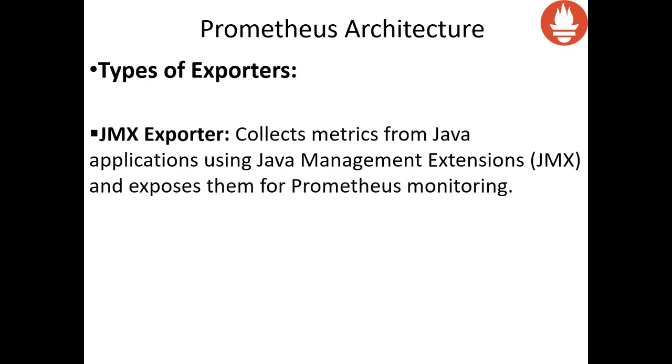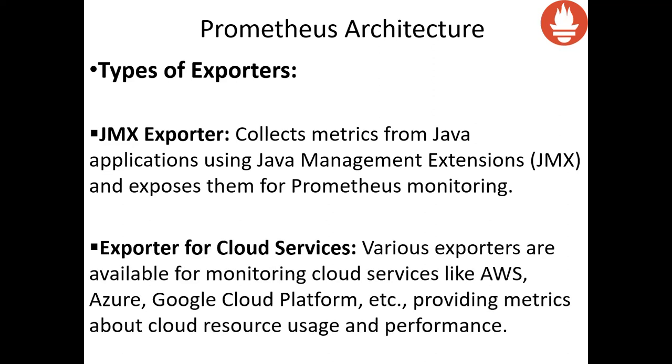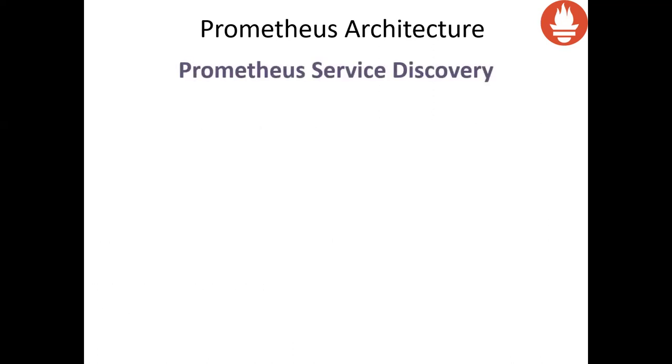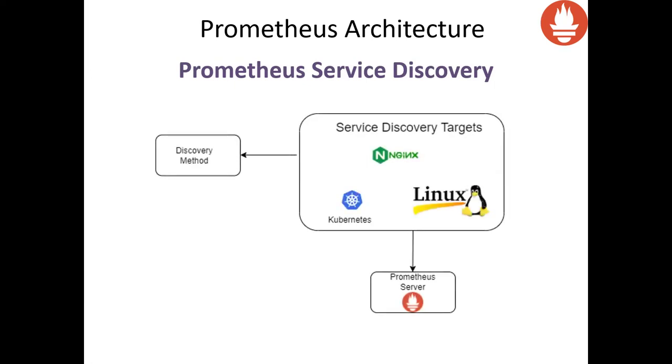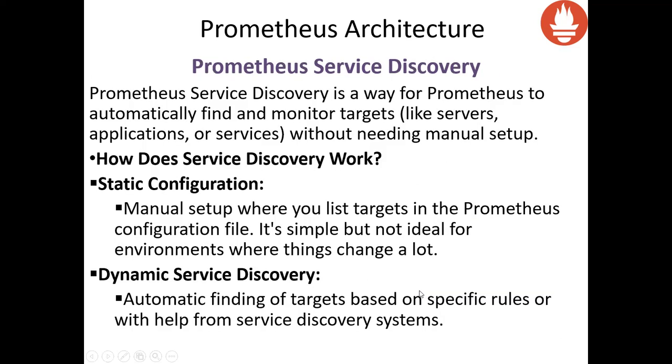Now the next one is JMX exporter. It collects metrics from Java applications using Java Management Extensions and exposes them for Prometheus monitoring. Exporters for cloud services: various exporters are available for monitoring cloud services like AWS, Azure, Google Cloud Platform, providing metrics about cloud resources, usage, and performance. Now, the next component is Prometheus service discovery. So basically, there are different methods of discovery, and this Prometheus service discovery then further goes to the Prometheus server.